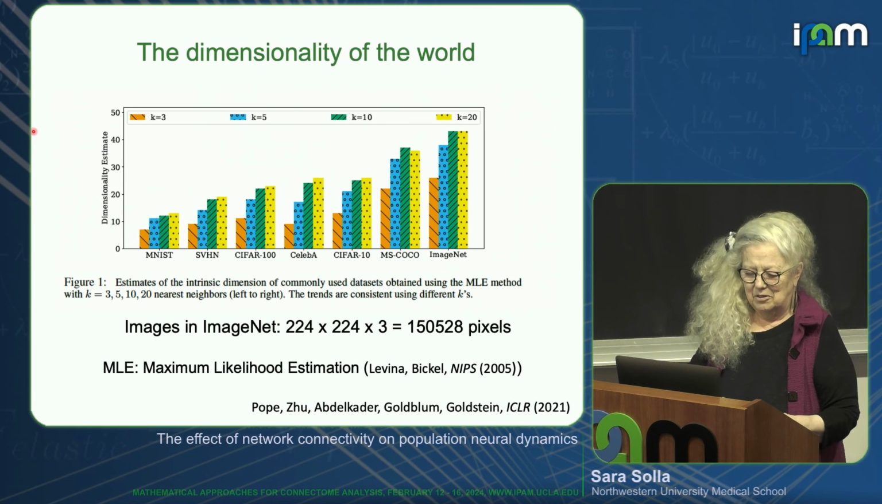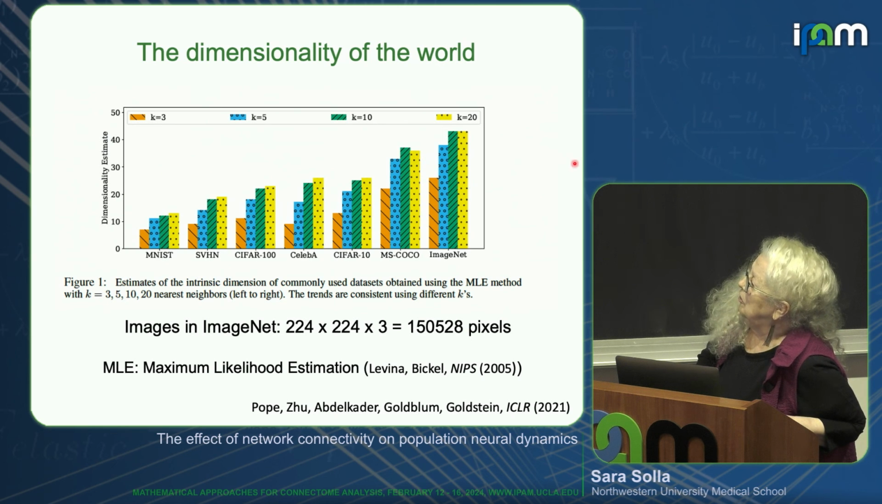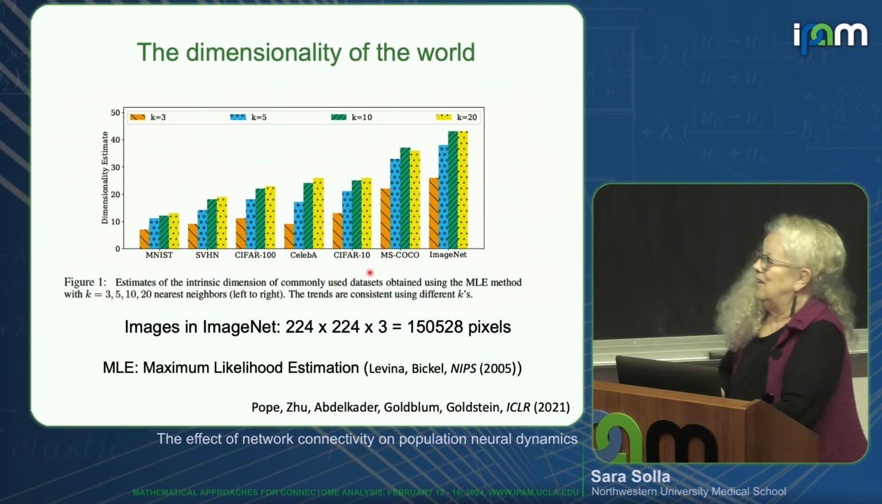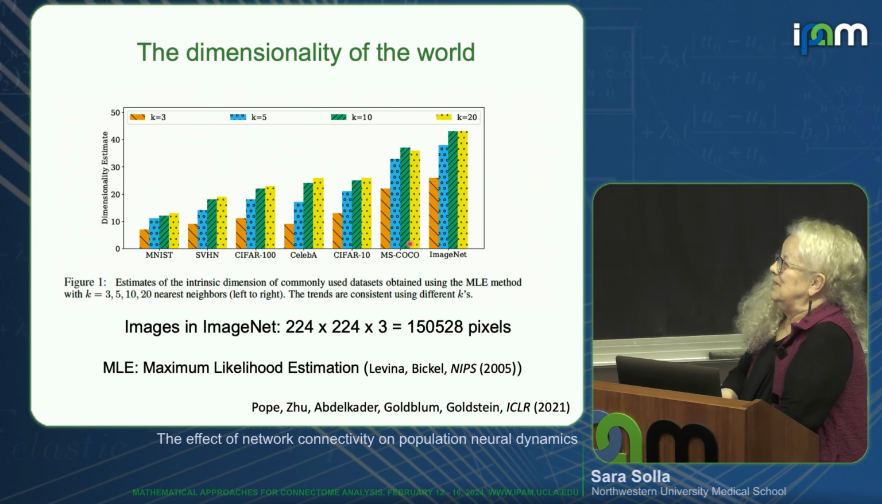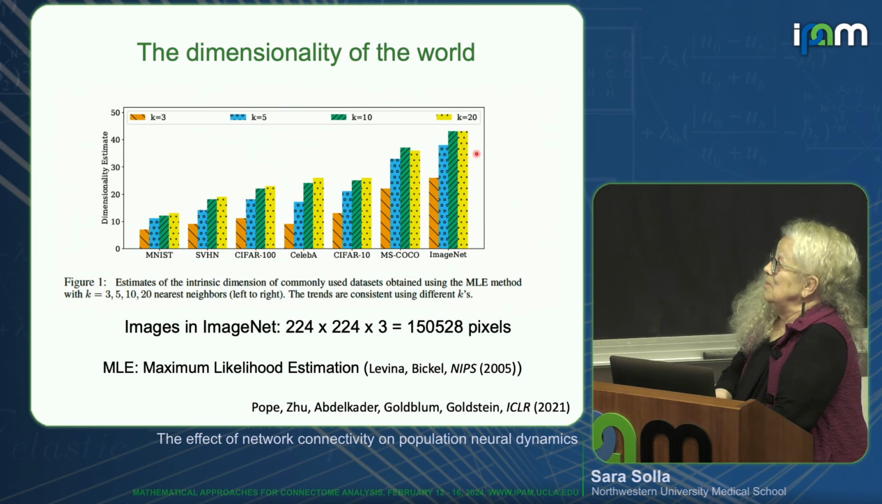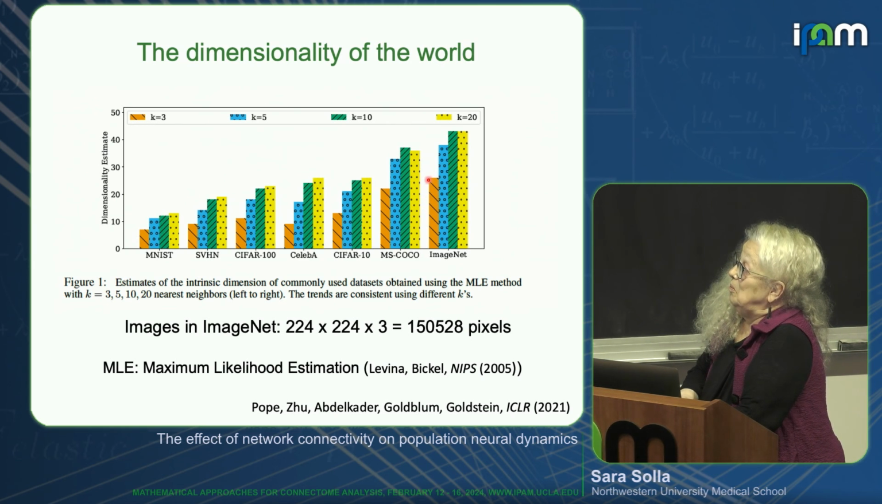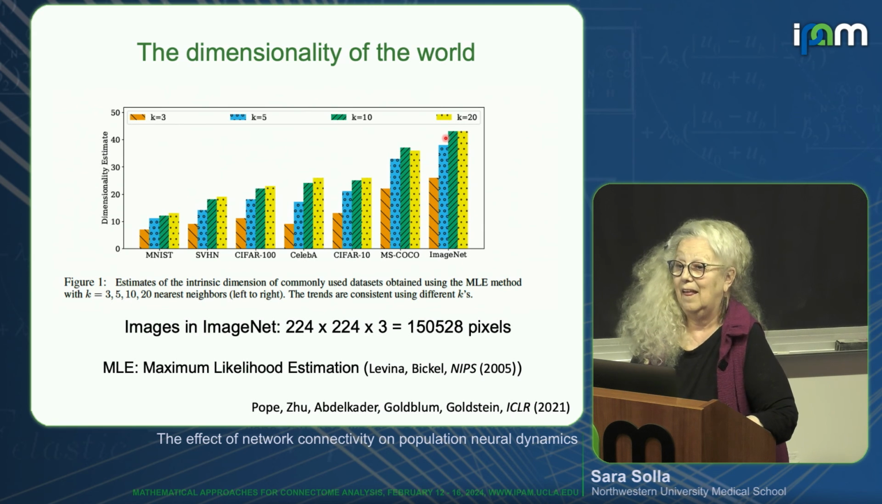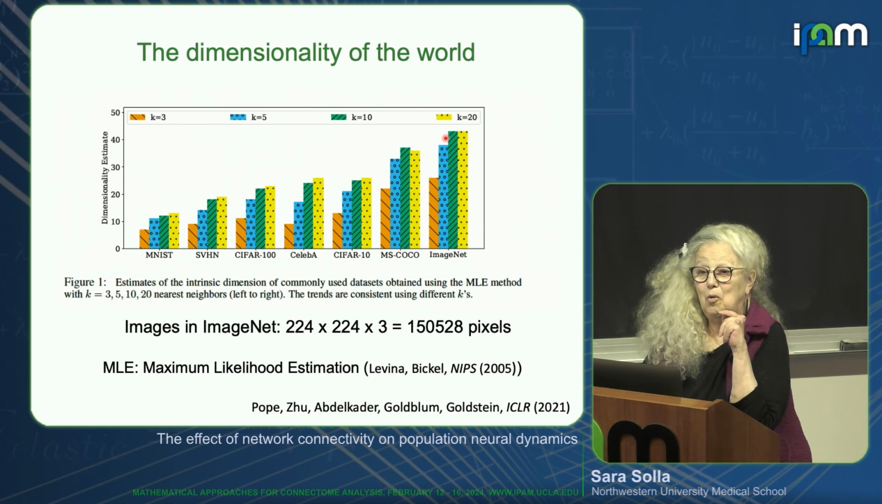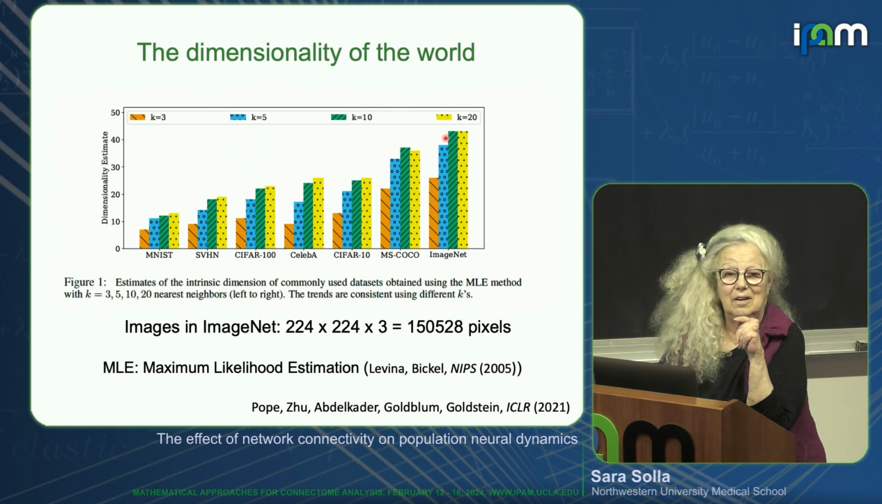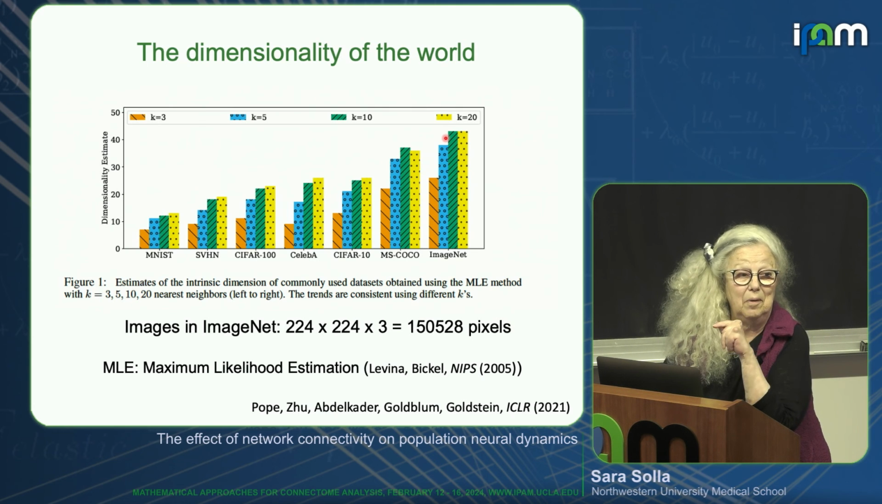Well, you vary this parameter k between 3 and then 5 and then 10 and then 20. And this is for ImageNet. They also look at CIFAR and other databases that people use. But ImageNet is a more complex one. As you vary k, the dimensionality varies between a little bit less than 30 to about 45. So you are not living in a 150,000 dimensional space.